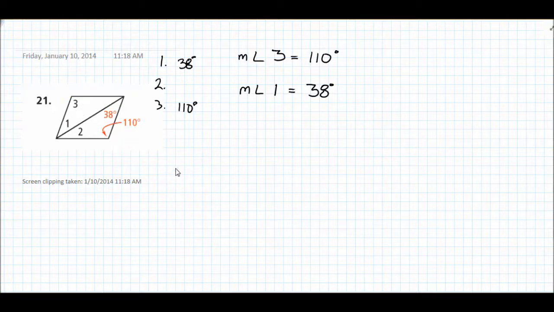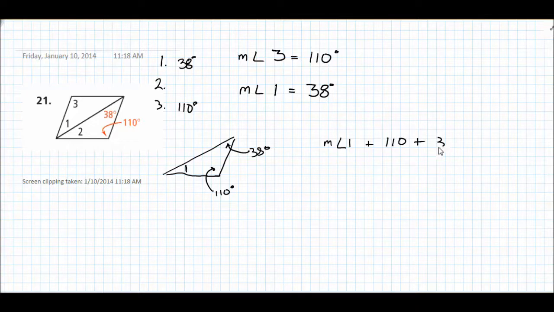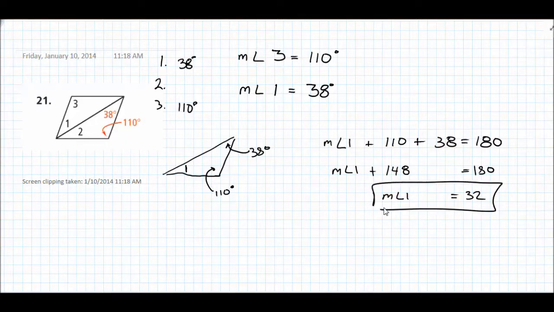Okay, so number 2. That could be a little confusing, but really we have a triangle already drawn. There's angle 2 that we're trying to find out. That is 110 degrees, and that is 38 degrees. So we know the measure of all three angles of a triangle, so the measure of angle 2 plus 110 plus 38 must equal 180. Again, the sum of the angles of a triangle must be 180. So the measure of angle 2 plus 148 equals 180. Subtract 148 from each side, so we get the measure of angle 2 equals 32.